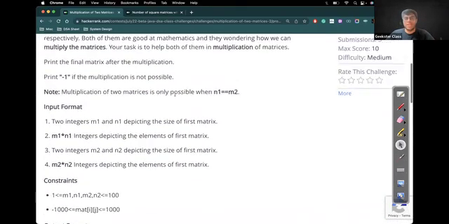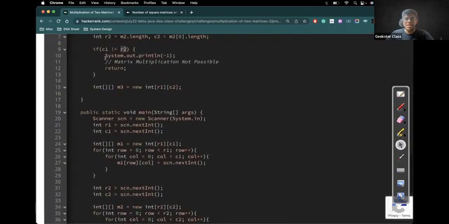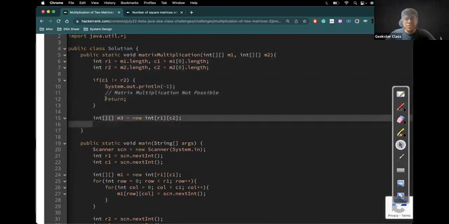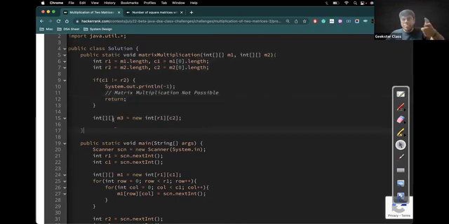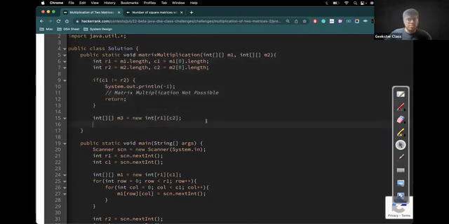According to the question, they are saying print -1 if multiplication is not possible. So print -1 and return. No need to do multiplication, no need to form the resultant. Simply return from this function, not from the program. If we return from the main function, we terminate the program. But here we return from the matrix multiplication function, so do not execute the remaining code. Is it clear?